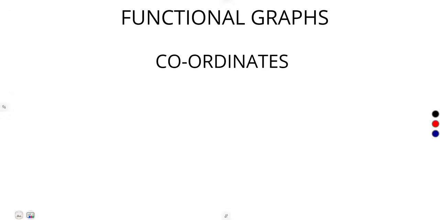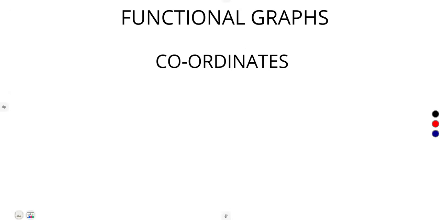So in this case, we are going to consider the introduction to functional graphs. You must consider working out the whole part of the functional graphs using the playlist. Follow the videos up to the end so that you understand all aspects as per your syllabus. The first part under functional graphs is the coordinates.